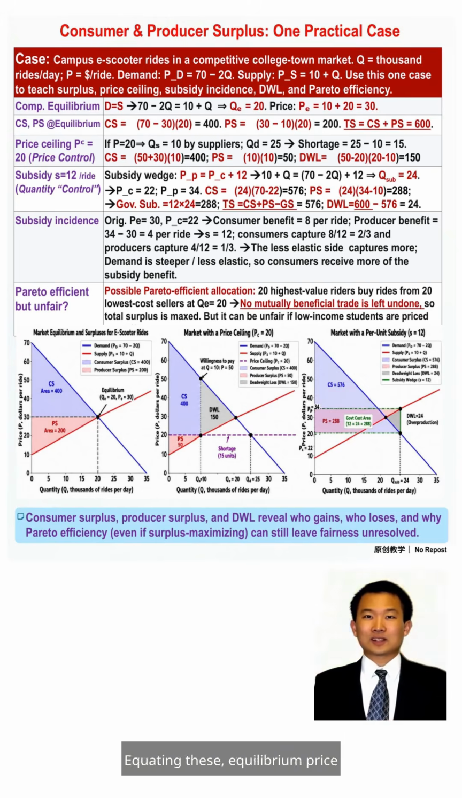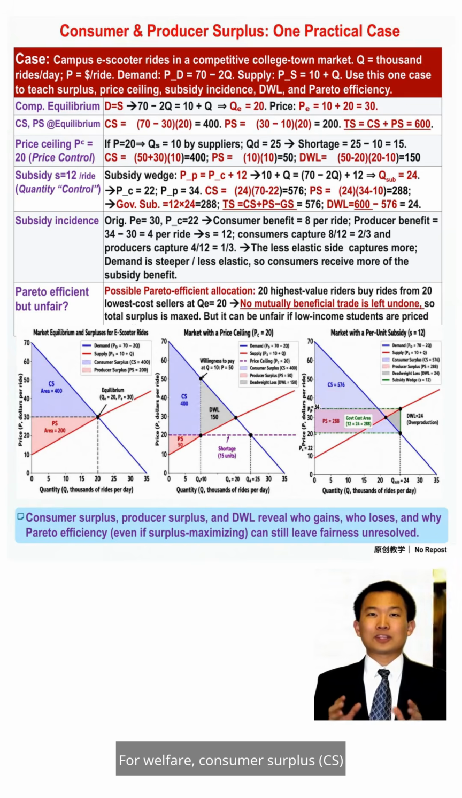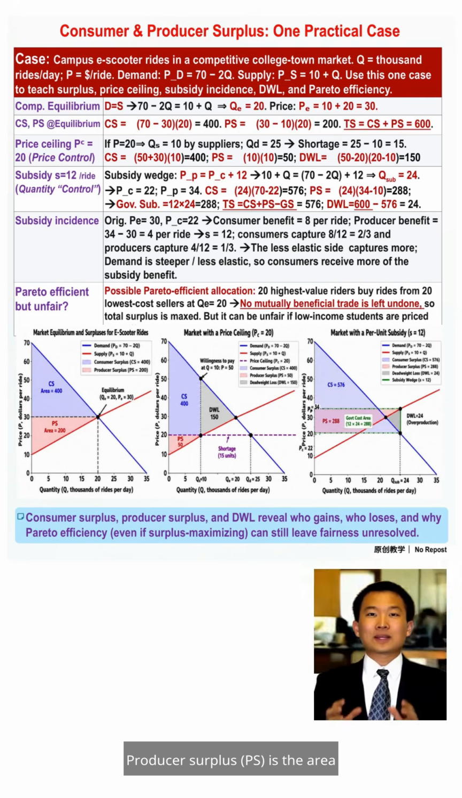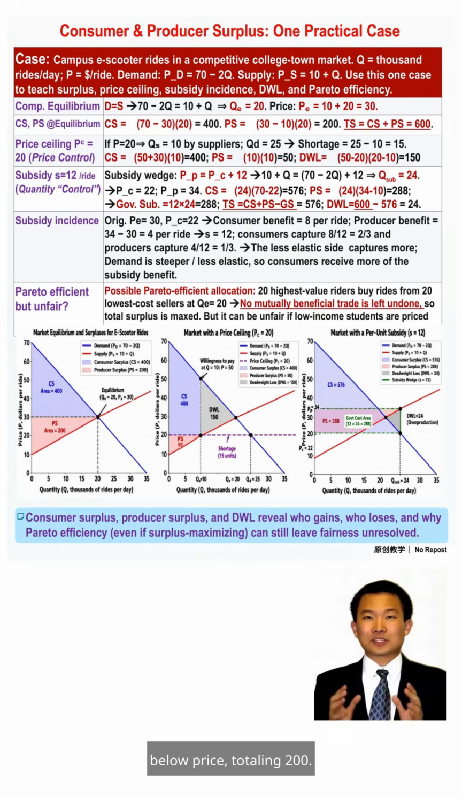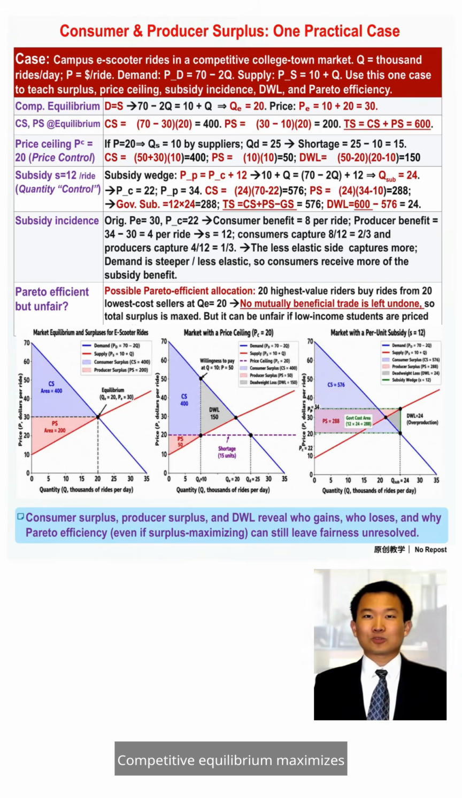10 plus Q. Equating these, equilibrium price, PE, is 30, and quantity, QE, is 20,000. For welfare, consumer surplus, CS, is the area above price, totaling 400. Producer surplus, PS, is the area below price, totaling 200. The total surplus, TS, is CS plus PS, which equals 600. Competitive equilibrium maximizes total surplus.